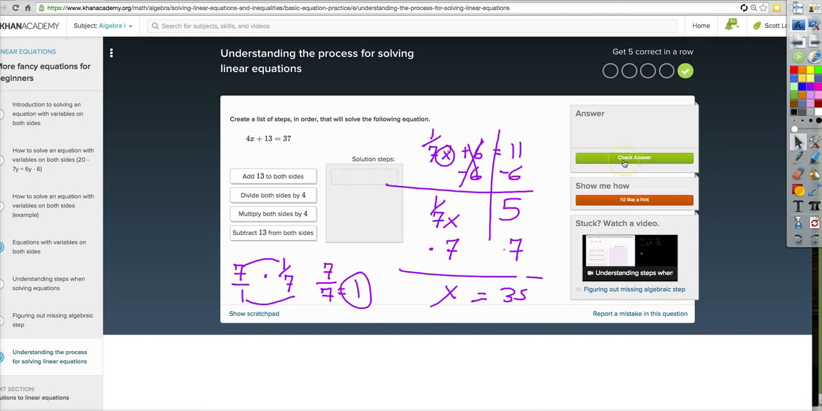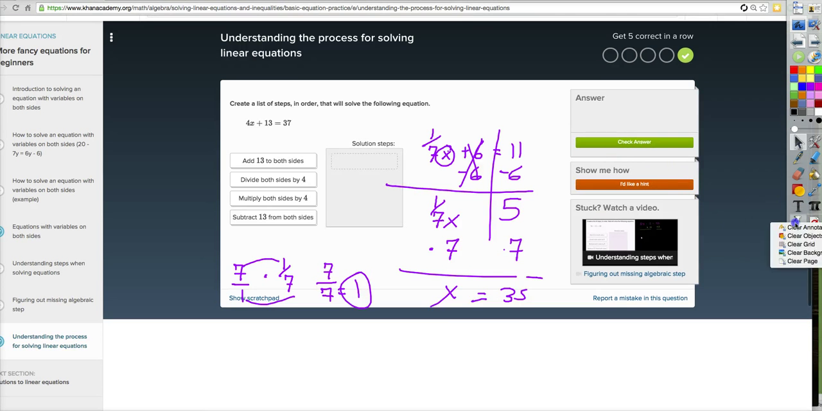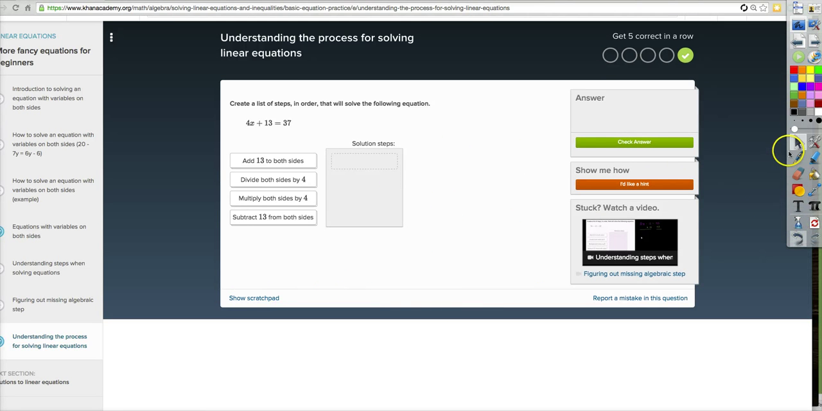So let's look at another one. Same type of thing here. No big deal. Just solve it on the side.